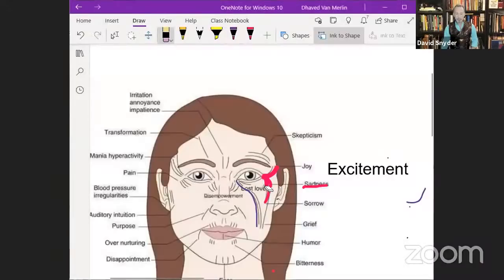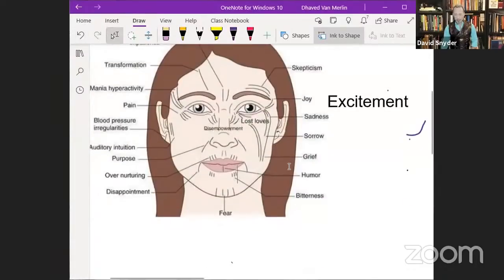The next set of traits I want to talk about are going to be humor, bitterness, and fear. So humor can be seen by a line in the bottom lip. People with this particular marking love a good joke. They can usually tell a good joke. I would go so far as to say people with this line not only appreciate jokes, they tend to have a really good sense of comedic timing. They just kind of know when the right time to deploy a joke is.